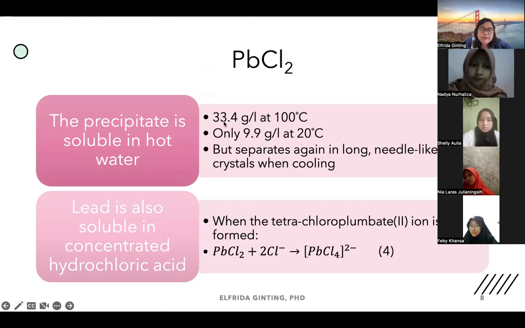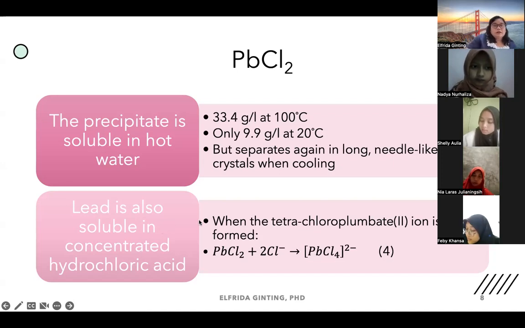But remember here, you can see the solubility is 33.4 gram per liter at 100 degrees Celsius. But at 20 degrees Celsius, you only have 9.9 gram per liter. And then when it's cooling down again, it will make a needle-like crystal. So it is only soluble in hot water. Once the water becomes cool, the PbCl2 will change from a precipitate into long needle-like crystals.